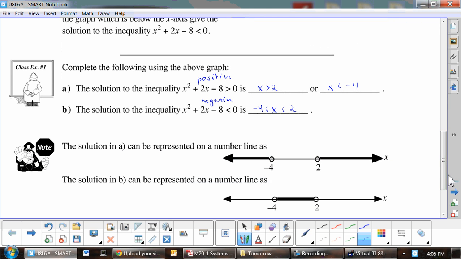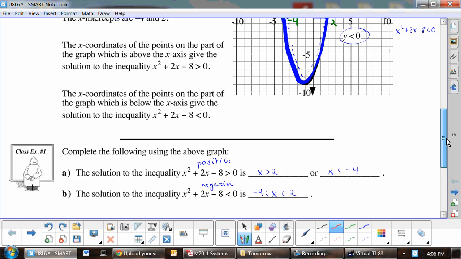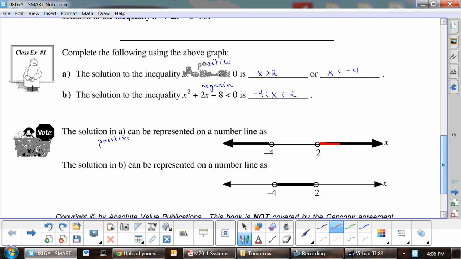So if we show the first one, the positive solution, we say, okay, well, x must be greater than 2. So that's this here. Actually, I'm going to put it in red so it matches our graph above. So the positive part is in red, like this, when x is greater than 2, and when x is less than negative 4. And because it's not a less than or equal to, we keep these as nice open circles.